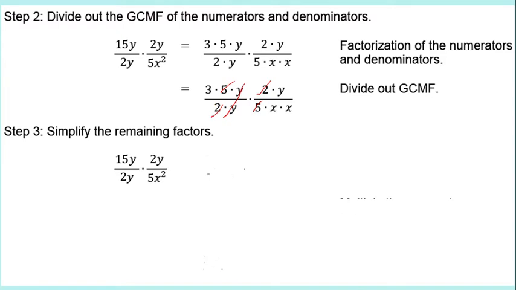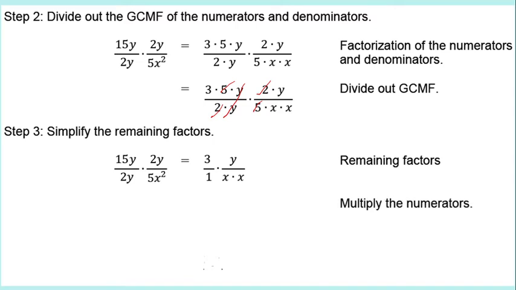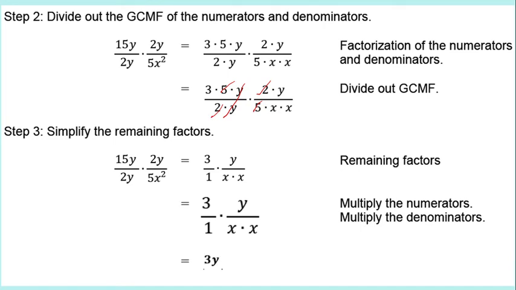Then, simplify the remaining factors. The remaining factors are 3 and y in the numerator, and in the denominator, we have 1, x, and x. Then, we're multiplying the numerators. That is 3 times y over 1 times x times x. So, multiply the numerators, multiply the denominators. The final answer will become 3y over x squared. And this is the product in reduced form. So, this is the long method.